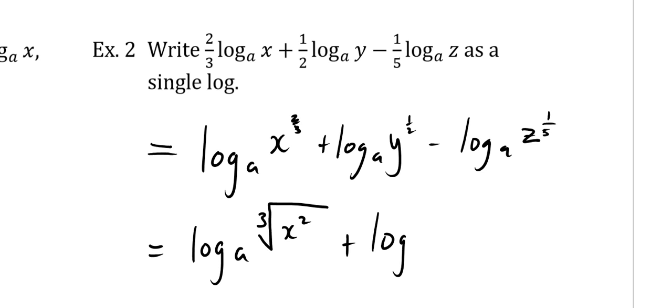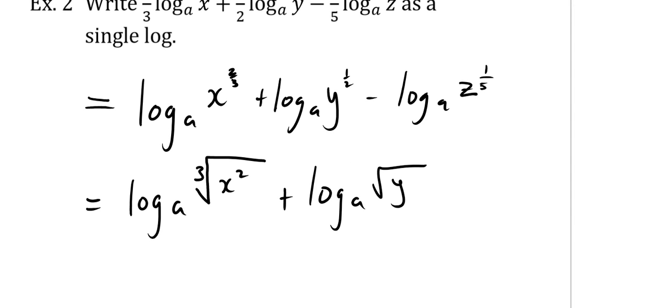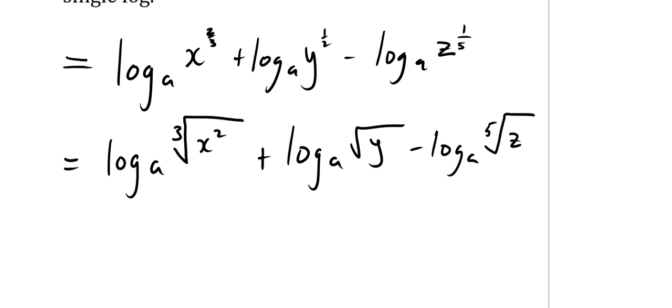Plus log base a of the square root of y, so you could add the square in there or not. If you want the little 2 in there, you could do it, but we don't need it in this case. Minus log base a of the 5th root of z. So you could skip that first step and go straight to that second one, I think. Or not. It's up to you.